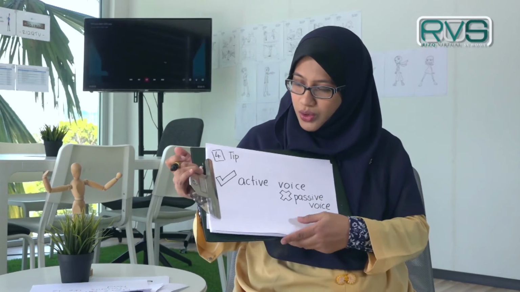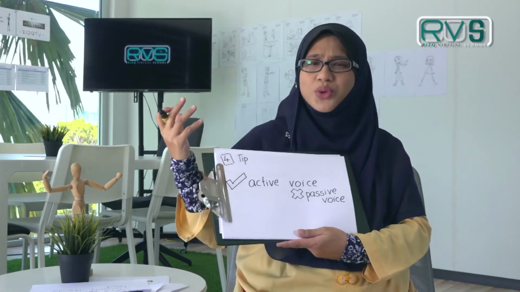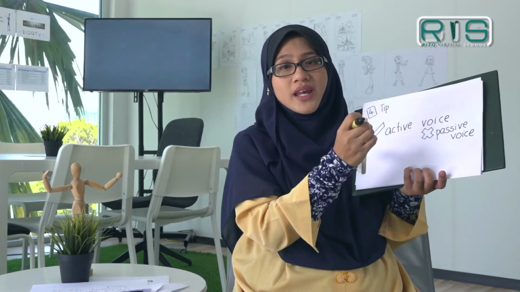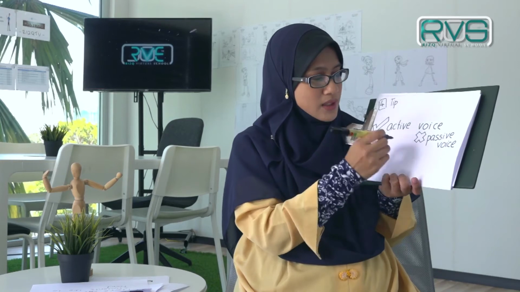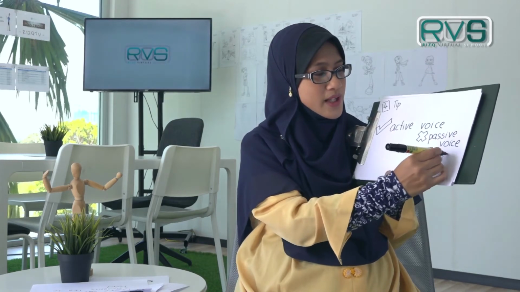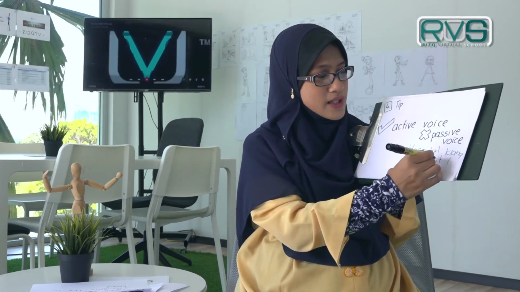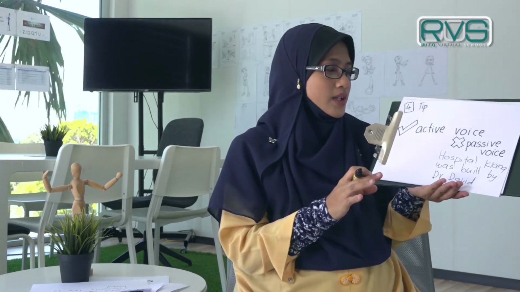Okay, so for the fourth tip, always use active voice rather than passive voice. How do you know it's active? How do you know it's passive? Alright, so basically, if it's a passive voice, the object comes in first. For example, hospital Klang was built by Dr. David, for example.